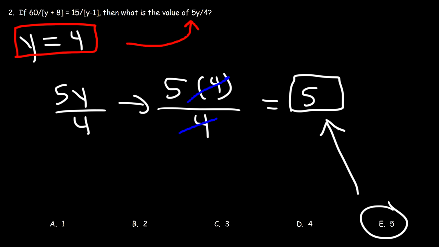So whenever you see these types of problems, where they give you an equation and then ask you for the value of an expression, solve for the variable and then plug it in to this expression, and that's it.